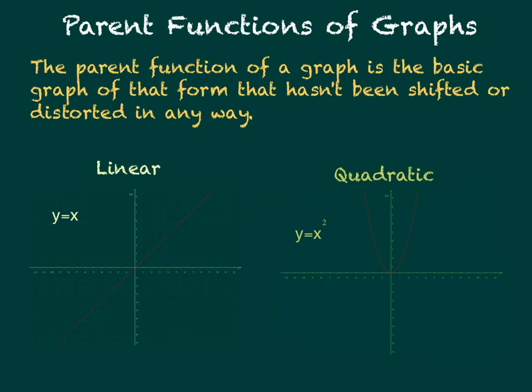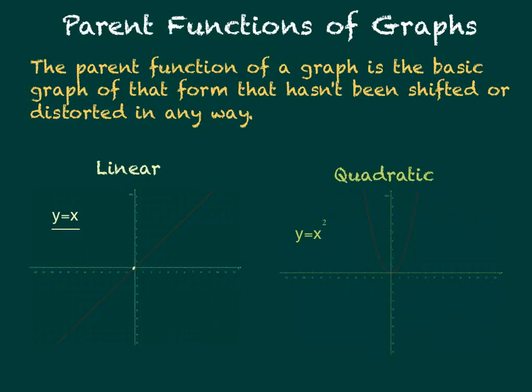Parent functions of graphs. The parent function of a graph is the basic graph of that form that has not been shifted or distorted in any way. So some of the first essential basic ones are linear and quadratic. The linear function is just a line that passes through the point 0, 0, and it goes up 1 over 1. It's just the line y equals x. So we all know how to graph that one. Y equals x, goes through 0, 0, up 1 over 1, and then draw a line.